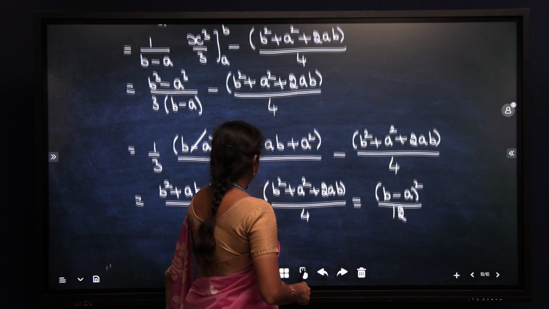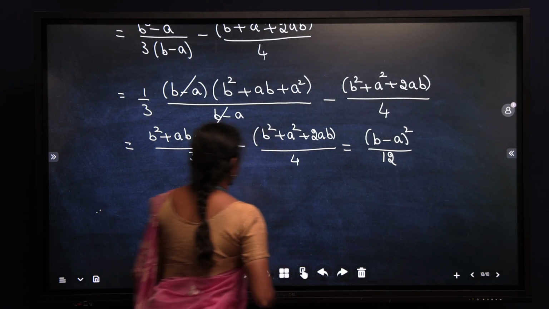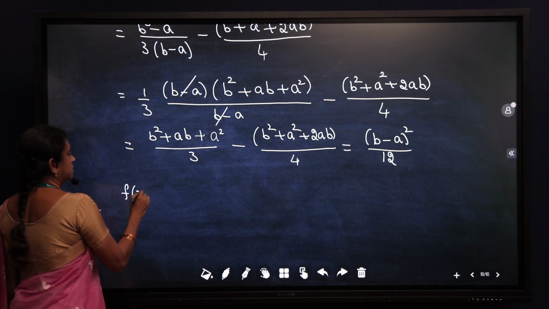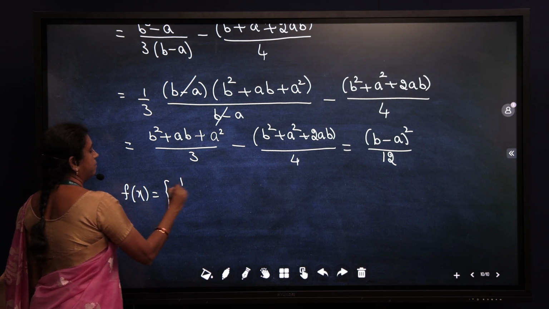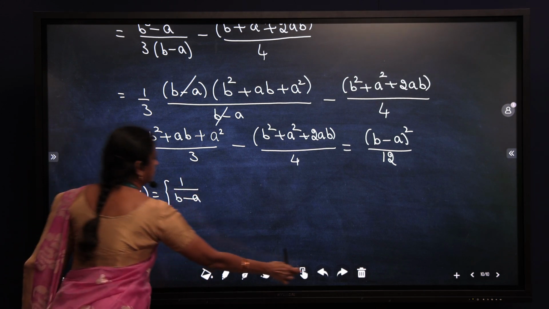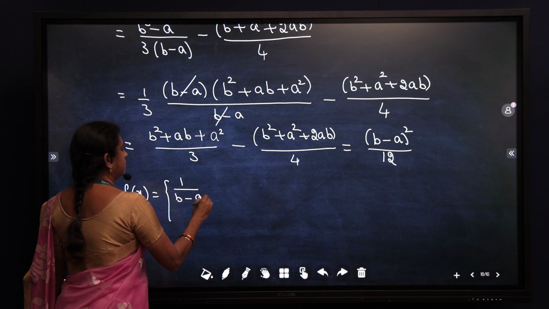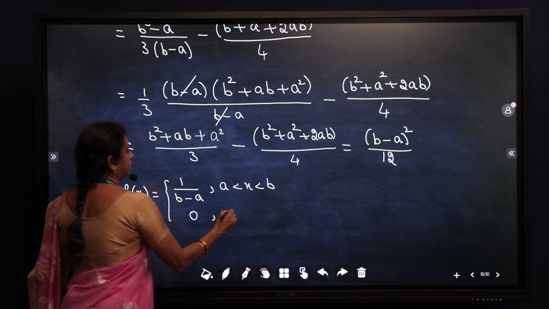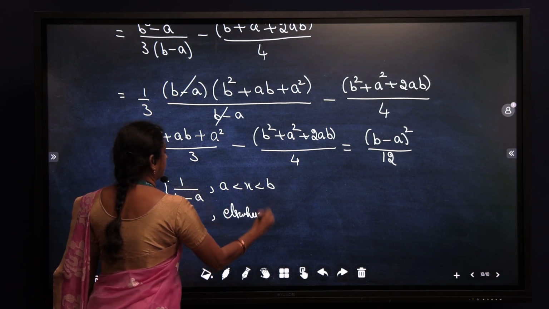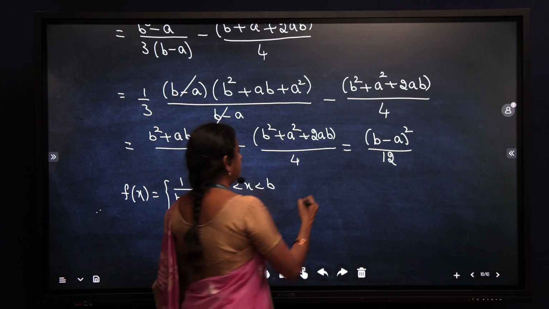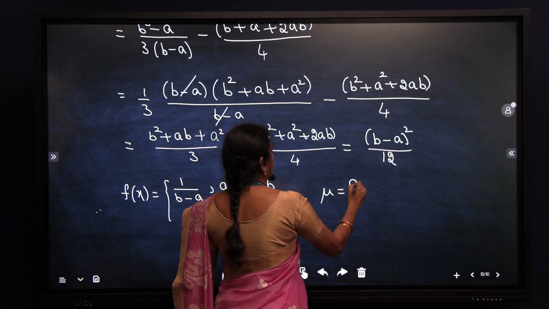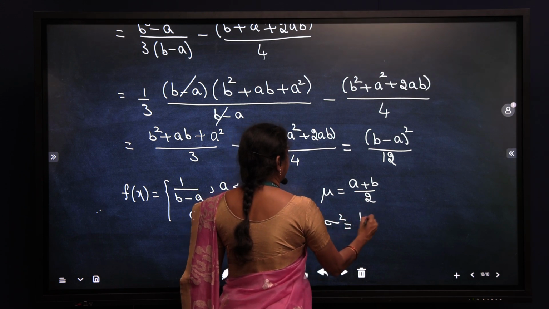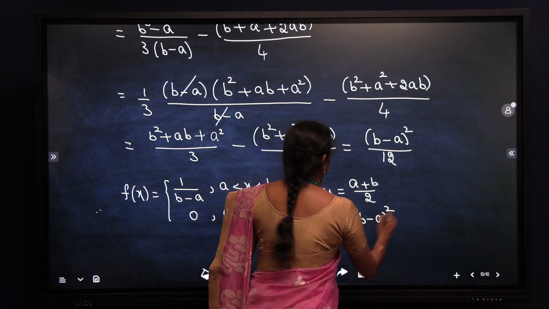So the uniform distribution f of x is defined as 1 by b minus a between limits a and b, 0 elsewhere, and the mean is given by a plus b by 2, and the variance is given by b minus a whole square by 12.